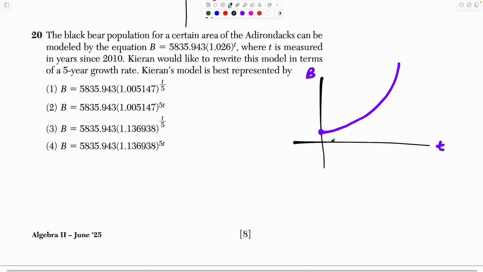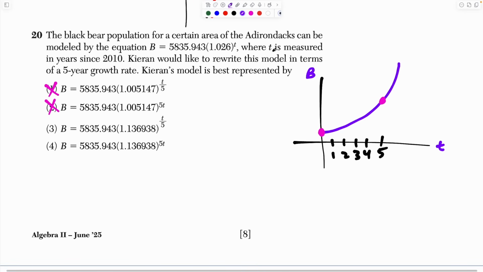What's going on in the beginning is, imagine we're counting by ones, tracking the growth 1 year at a time as it goes up. But what Kieran wants to do, let's say we start at 0, is jump 5 years at a time. Notice that if we're jumping 5 years at a time, the growth rate is going to be higher here. It's still going to give us the same values along this curve, but we're taking bigger jumps, which means the base of our exponent is going to be greater. For choices 1 and 2 the base is smaller, so 1 and 2 are out, which narrows it down to choices 3 and 4.